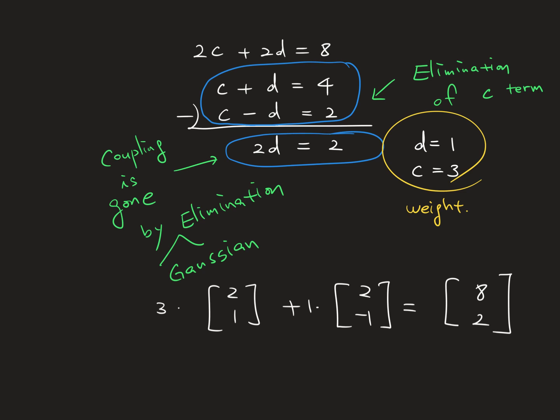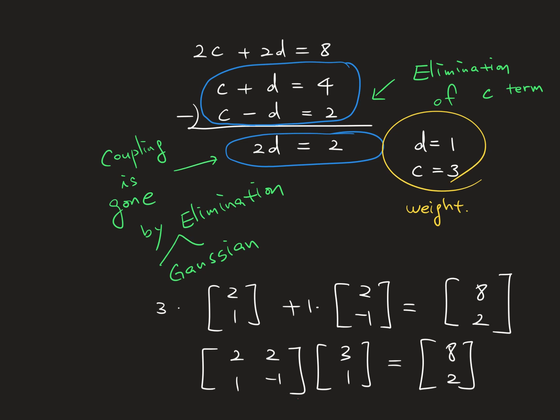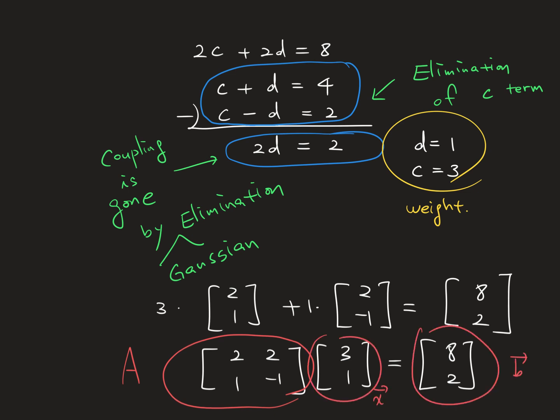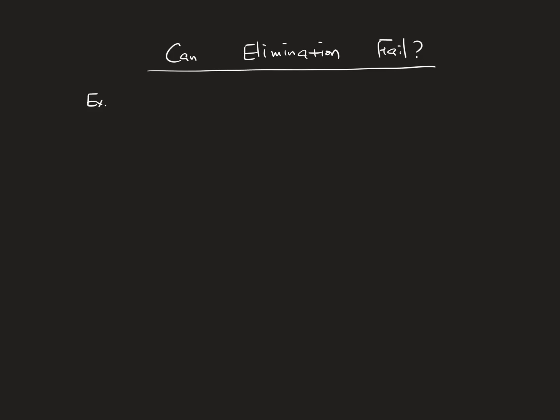If you want to use a matrix notation, then we can write this as this one. 2, 2, 1, minus 1 and 3, 1. This is 8, 2. So this is the A matrix, and this is the x vector, and we're going to use the b vector for the right-hand side. The question is, can elimination fail? The answer is yes.